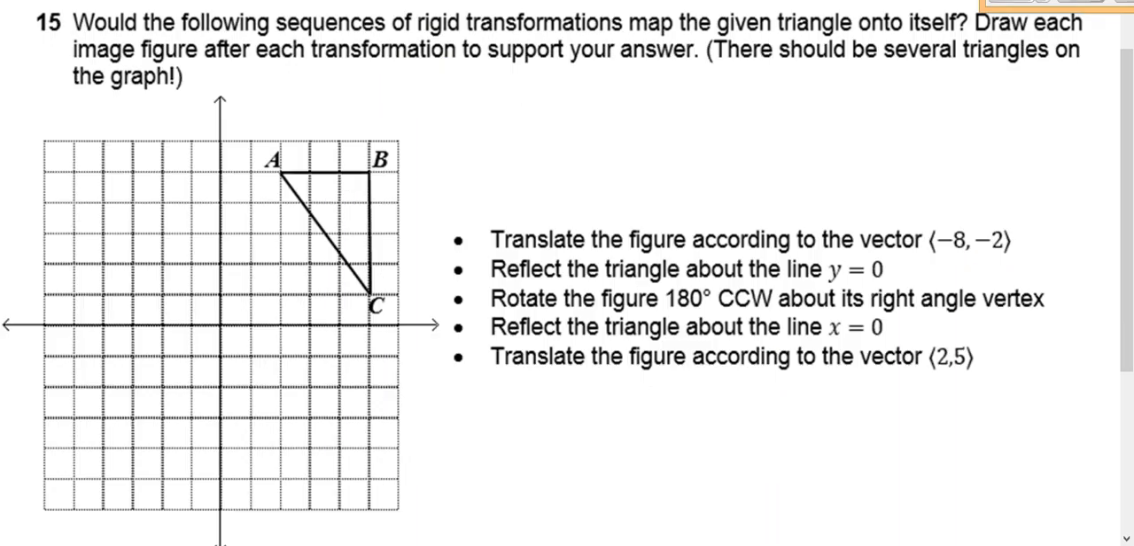So with the following transformations, map the triangle onto itself, draw each image after each transformation, and so we're going to have a lot of triangles on the graph. So first, we're going to translate it -8, -2. So everything moves left 8, down 2. That is left 8, down 2. That's B prime. And that is C prime.